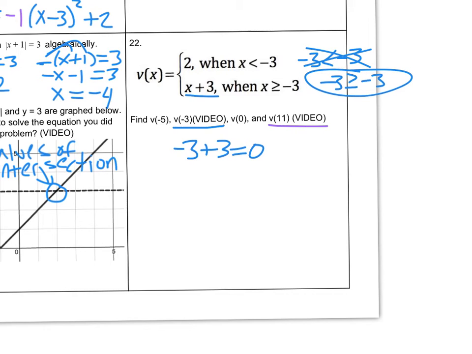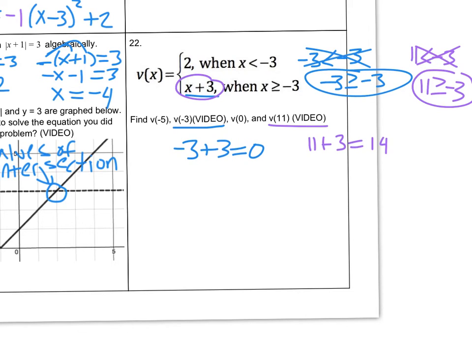And for v of 11, again, I'm going to check both stems, even though I can pretty clearly see where this is going. 11 is not less than negative 3. 11 is greater than or equal to negative 3. So I'm going to use this stem again. And 11 plus 3 is going to be 14.